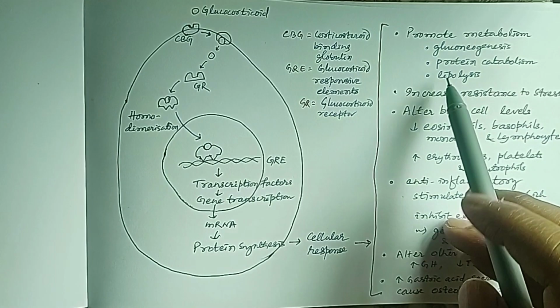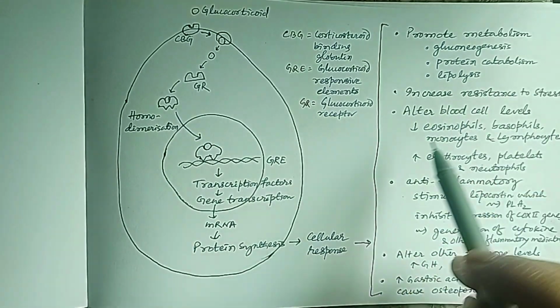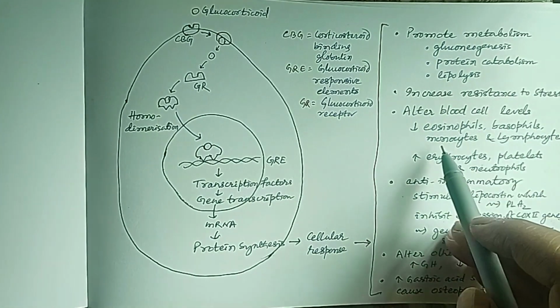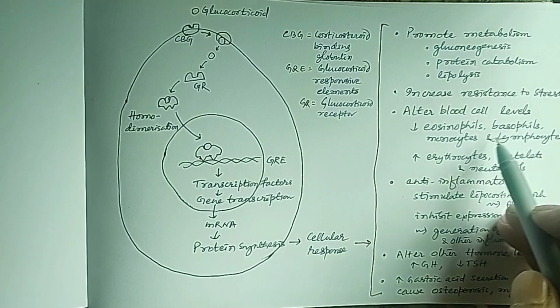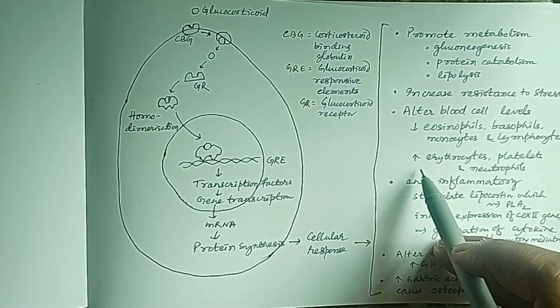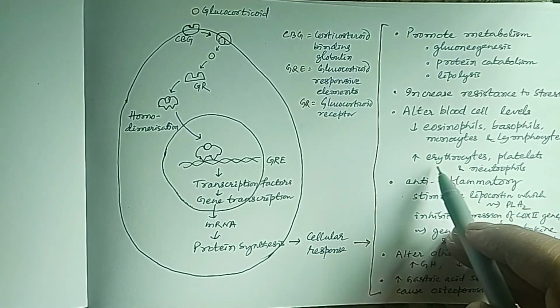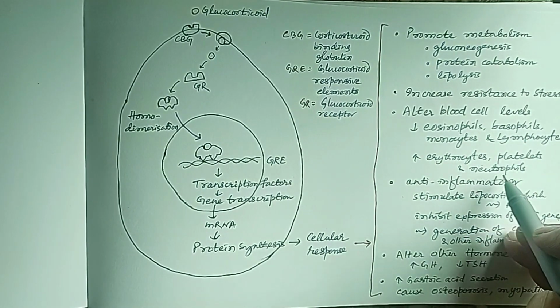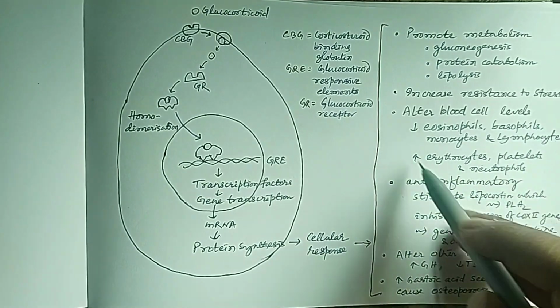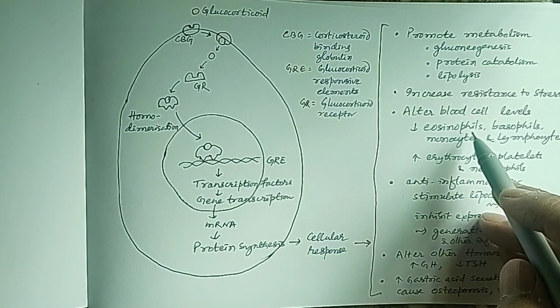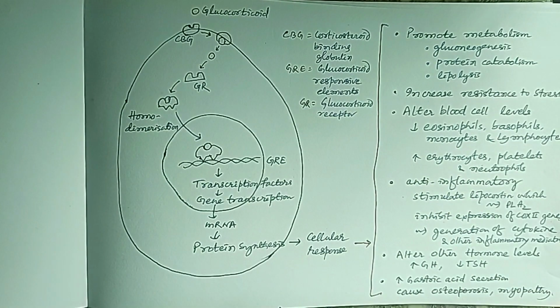Promotes gluconeogenesis, protein catabolism, lipolysis. Alters blood cell levels: decreases eosinophil, basophil, monocyte, lymphocyte; increase in erythrocyte, platelet, and neutrophils. So they act as immunosuppressant.